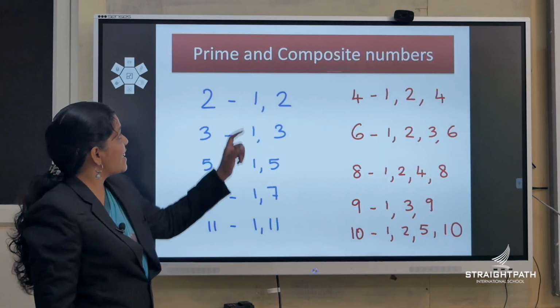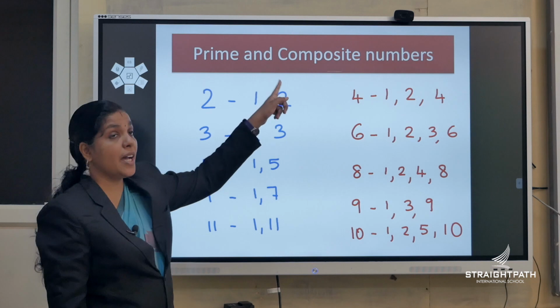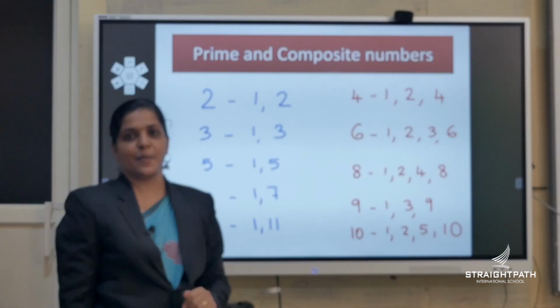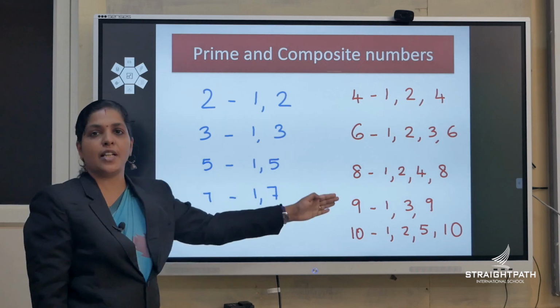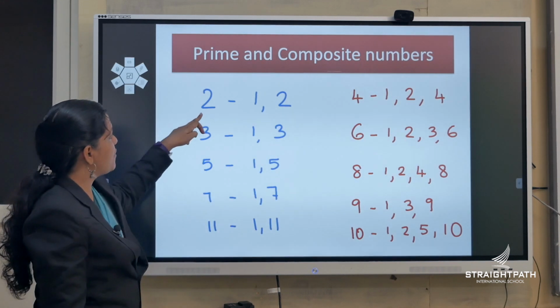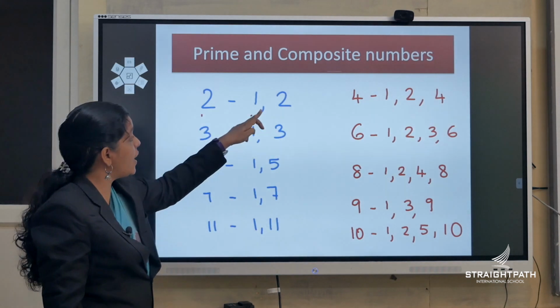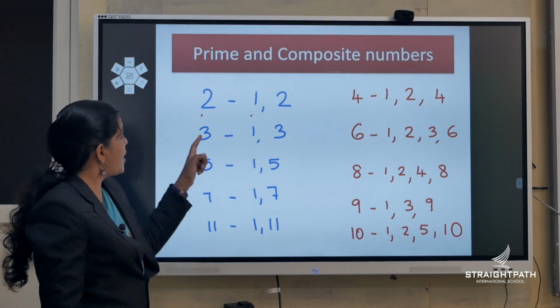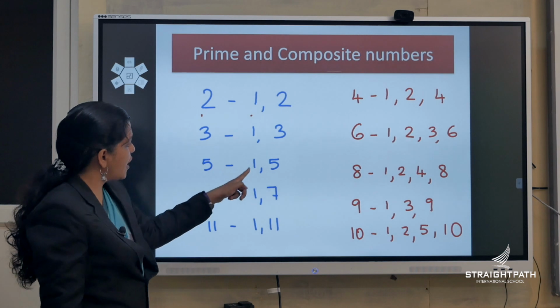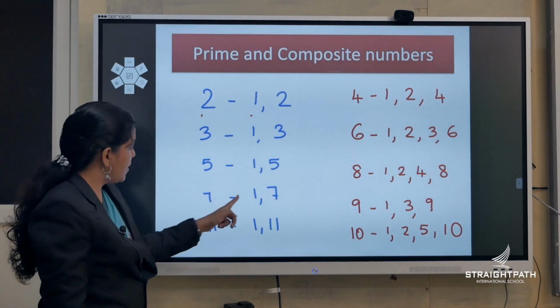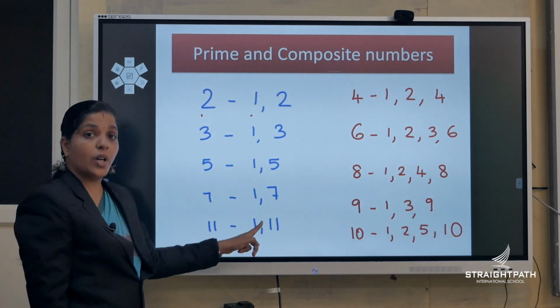Next, we have a heading, prime and composite numbers. I have written some factors of some of the numbers over here. The factors of 2 are 1 and 2. The factors of 3 are 1 and 3. The factors of 5 are 1 and 5. 7: 1, 7. 11: 1, 11.